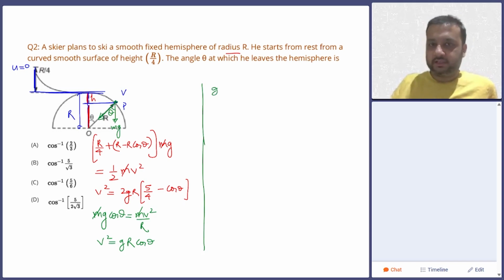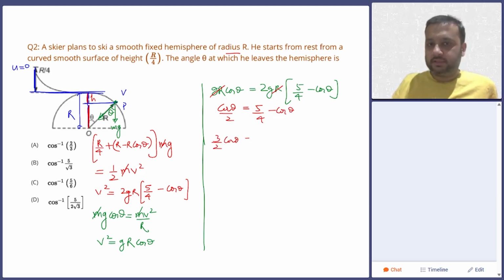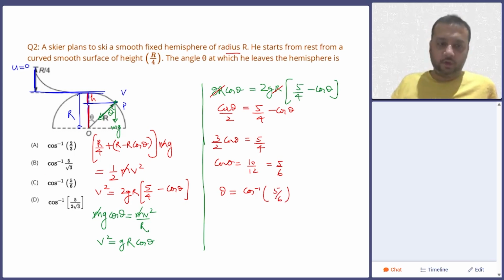So gr cos theta equals 2gr into 5 by 4 minus cos theta. gr gets cancelled, so cos theta by 2 equals 5 by 4 minus cos theta. That means 3 by 2 cos theta equals 5 by 4, which means cos theta is 10 by 12, which is 5 by 6. So theta comes out to be cos inverse 5 by 6, and hence option C is the correct answer for this question.